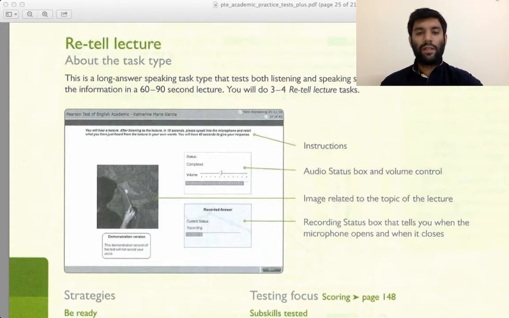So in this way, it's not like describe image where there is introduction, body and conclusion. It's the chronological order of the main lecture which has to be there in the 40 seconds. So it's kind of a summary of the main lecture. Now how it has to be done, I'll do it for you as an example which will help you to understand how it has to be answered.